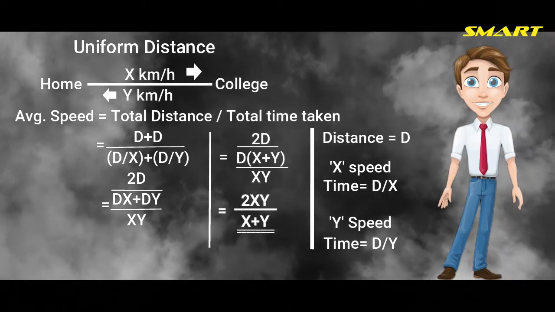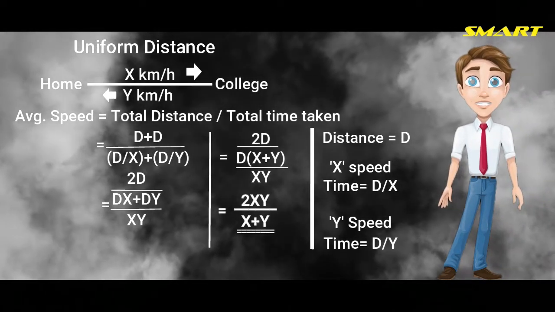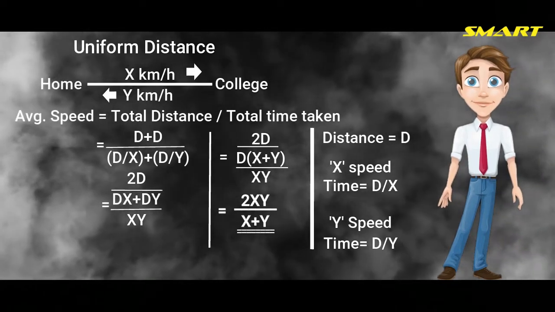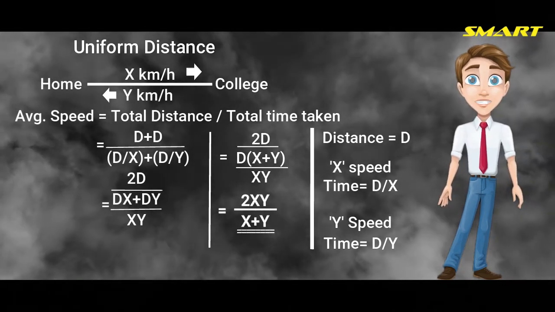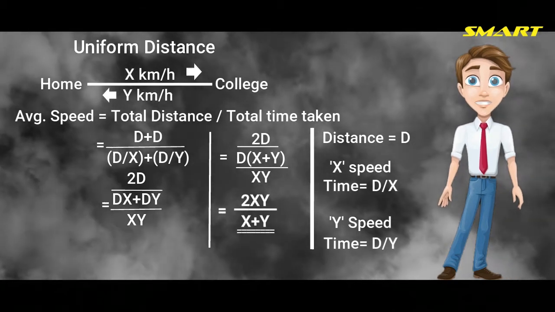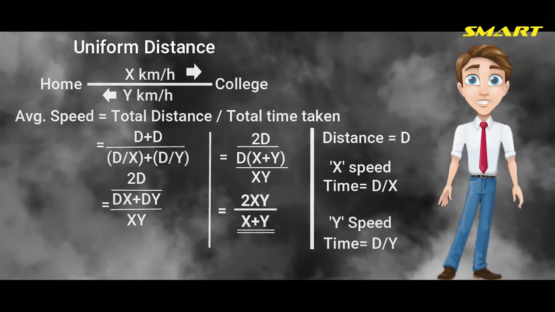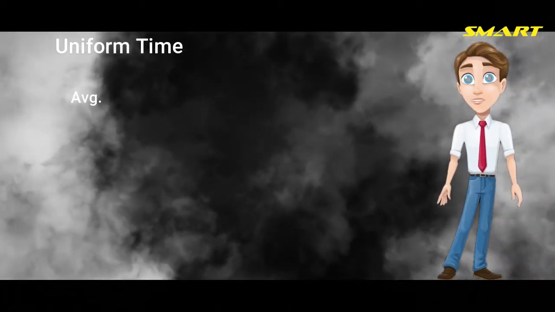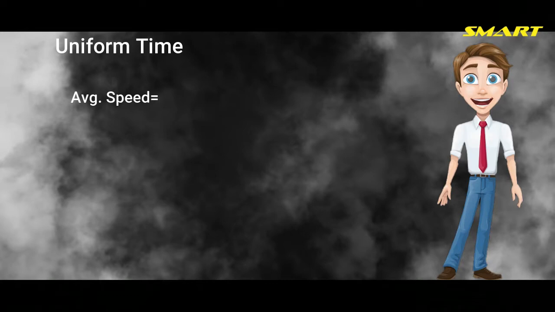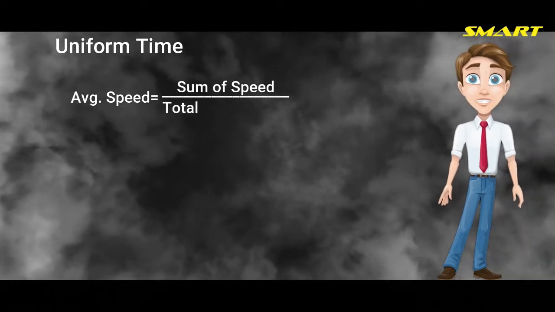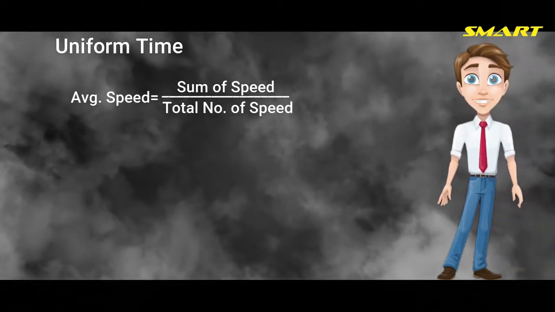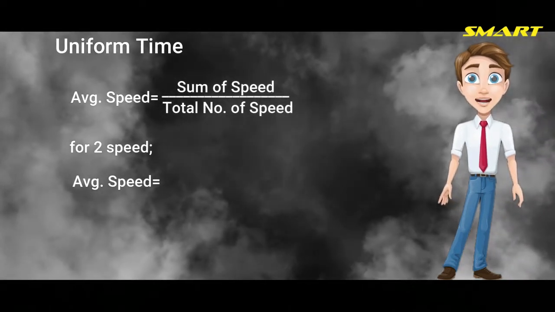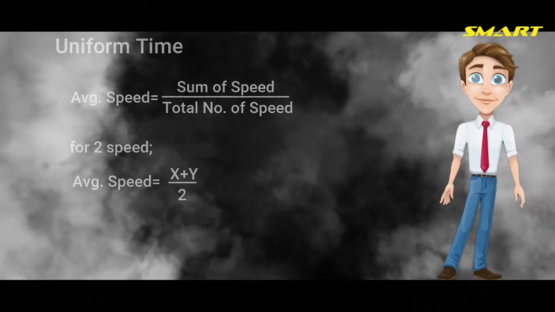Friends, for uniform distance and only 2 speeds given, by using this equation we can find out the answer. And if 3 or more speeds are mentioned, the equation will change accordingly. Remember this, okay? Similarly, for uniform time, for finding average speed, we have to take the sum of speeds divided by the total number of speeds, which means if only 2 speeds are given, simply it is x plus y divided by 2.